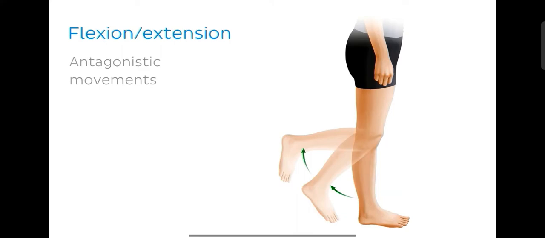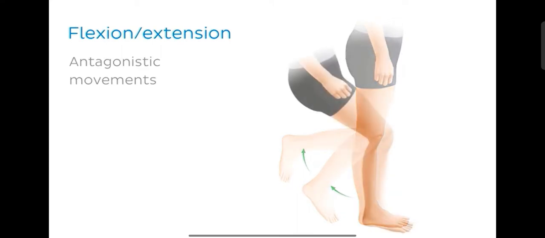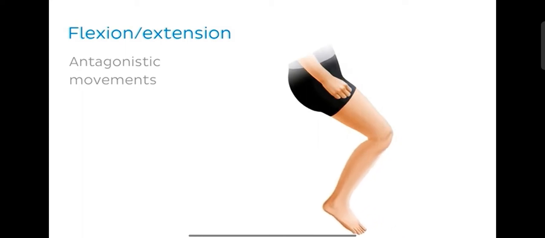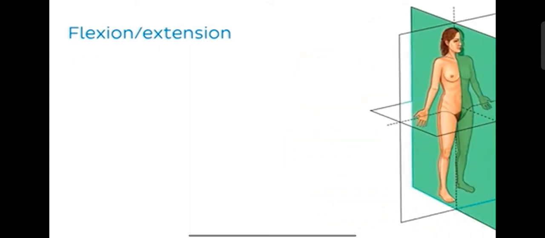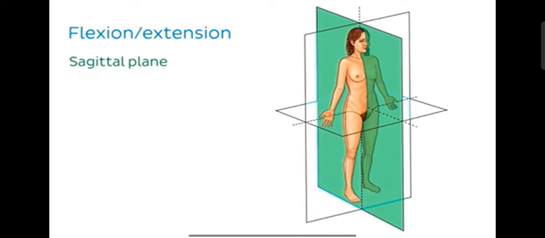These motions oppose one another. Flexion is the movement of the object in one direction. Extension is the movement of the object in the other direction. Both flexion and extension always happen in the sagittal plane.